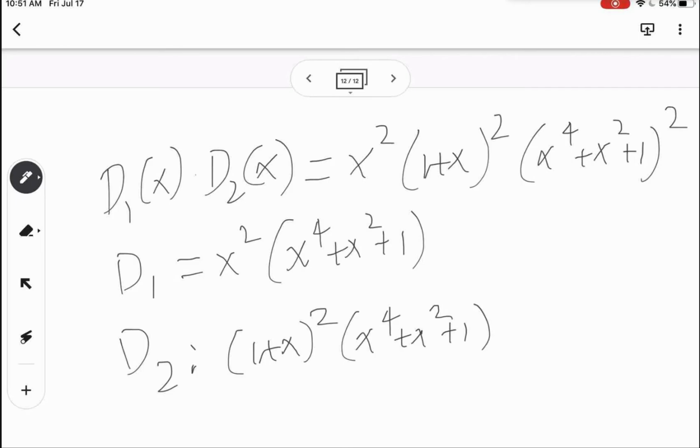I think this works anyways. So this would be x to the 6th plus x to the 4th plus x squared. And then you can find whatever d2 turns out to be.